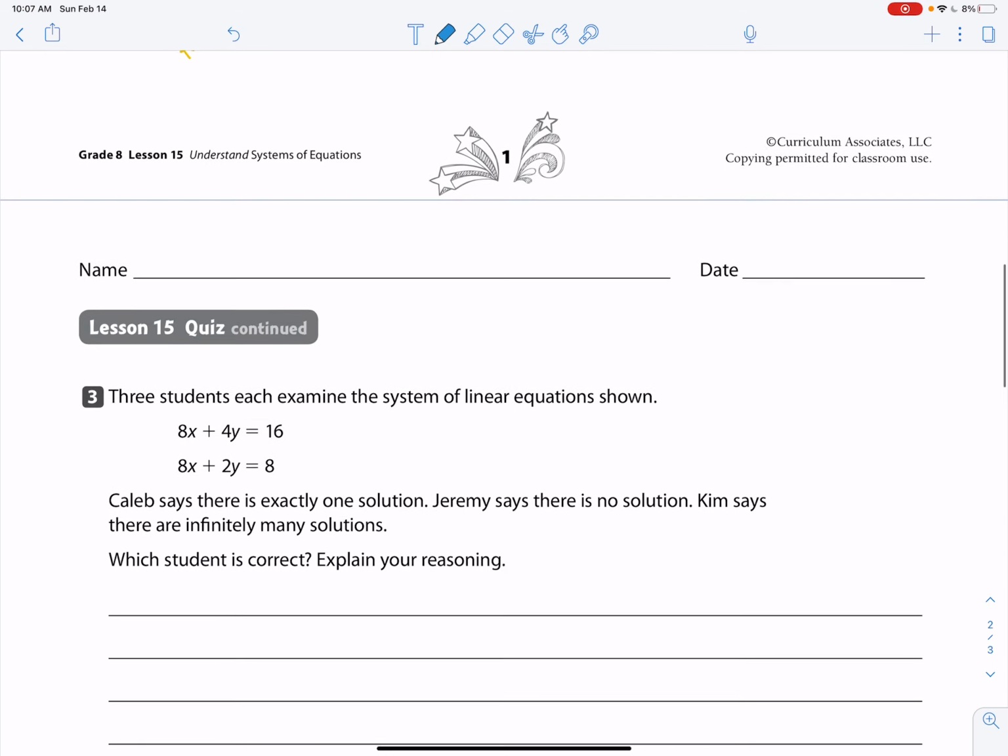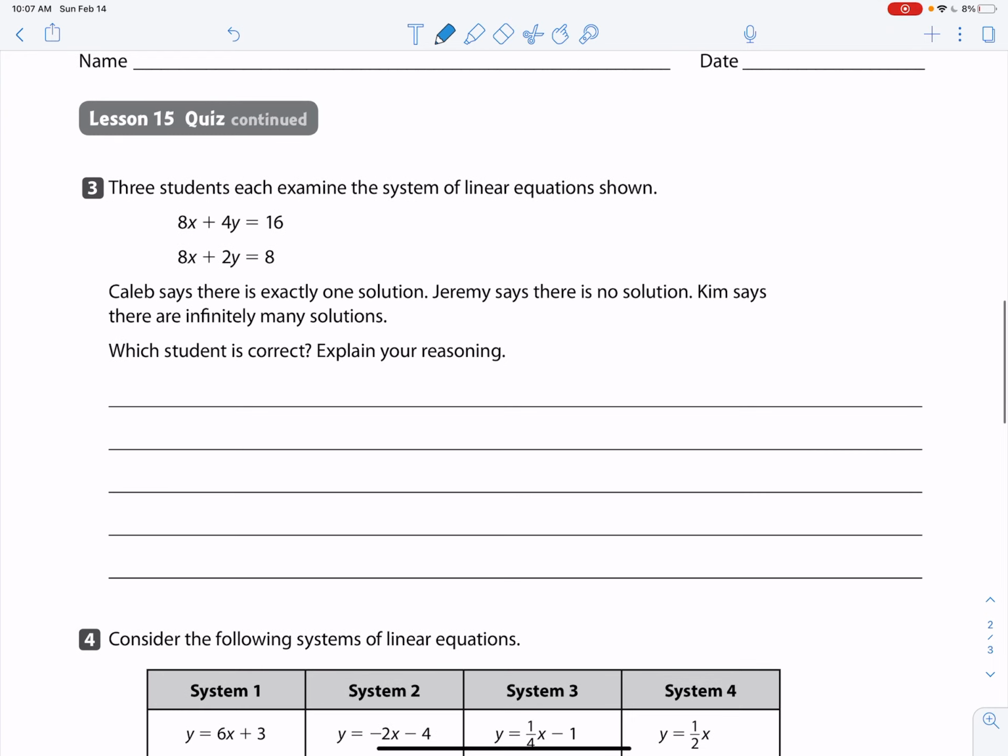All right, moving on. Number 3. 3 students each examine the system of equations below. Caleb says there is exactly one solution. Jeremy says there is no solution. Kim says there are infinitely many solutions. Which student is correct, and explain your reasoning.